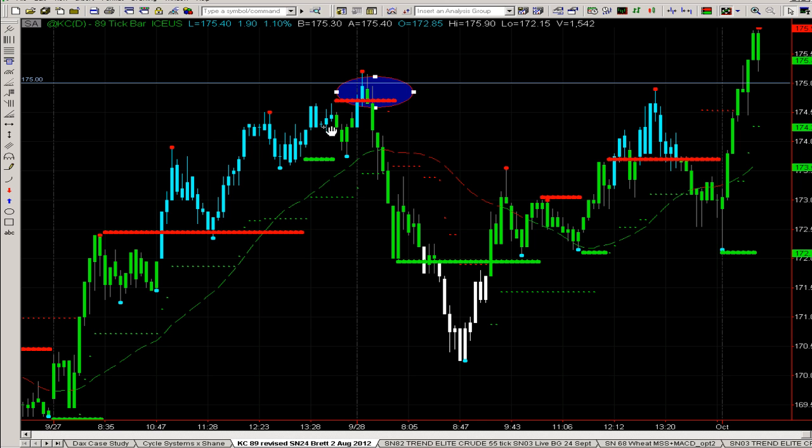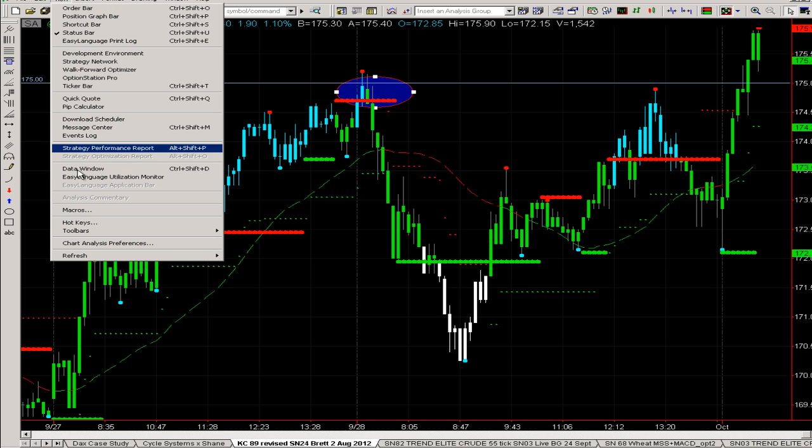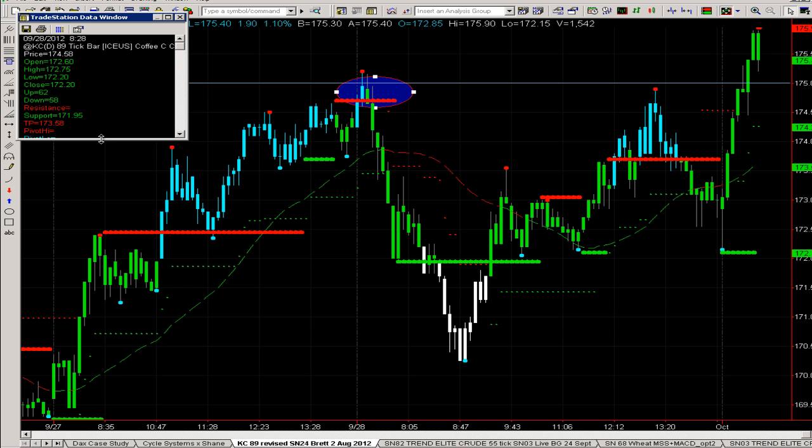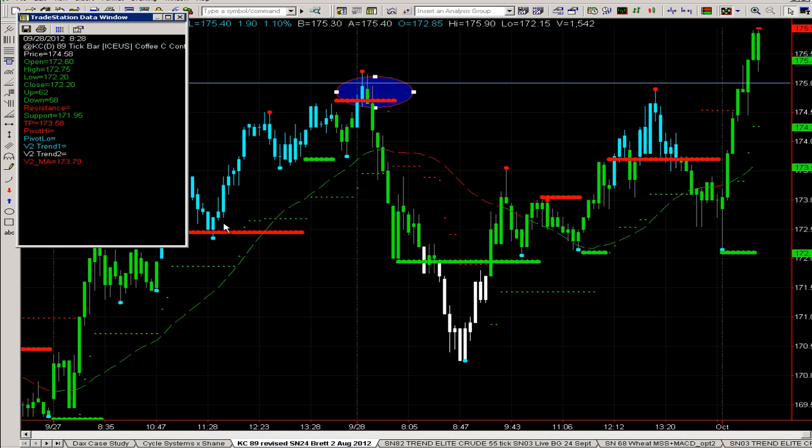So if I'm trading this strategy, and let's take coffee here on the 89 tick, for example, and we'll just bring up the data window as well. So for those of you who are unfamiliar with TradeStation, or just getting a feel for TradeStation, all I went to is View, Data Window, and then I populate the data window. And what I can do with the data window is I can actually pull that down, and wherever I put my cursor on the screen, that'll actually populate into that data window.